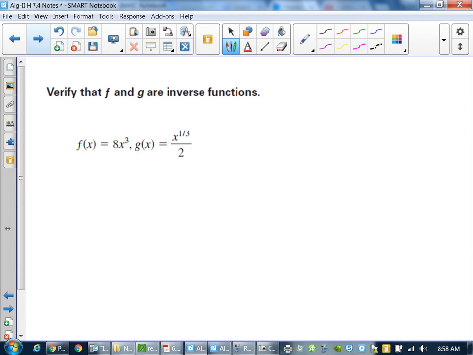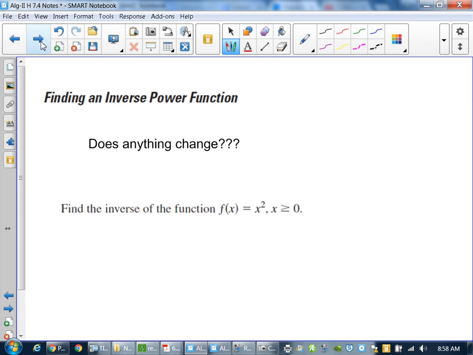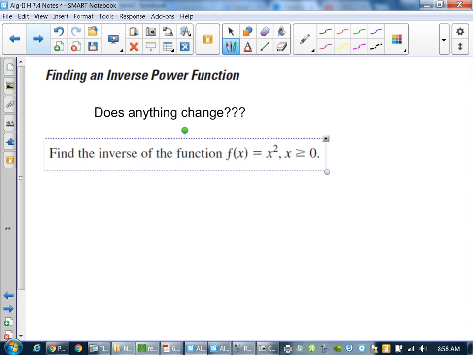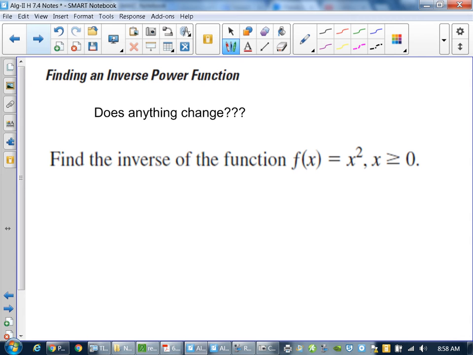But we're okay with this substituting back and forth here, verifying. Power relations. Here's what happens. The reason that they have to put in this disclaimer about x has to be greater than or equal to 0 is because in order for things to be a function, they have to pass that vertical line test. Remember that?